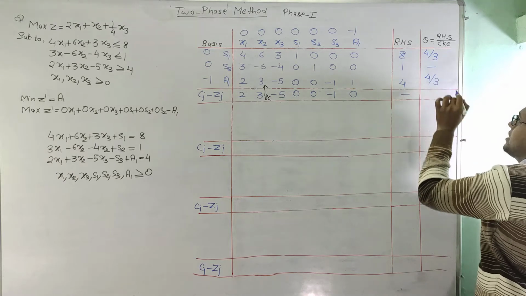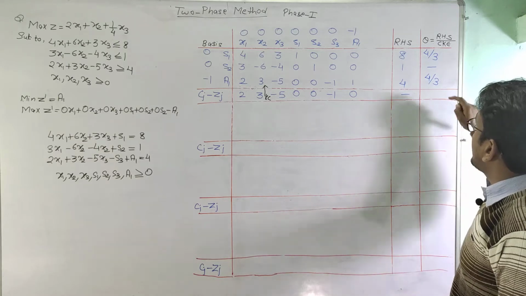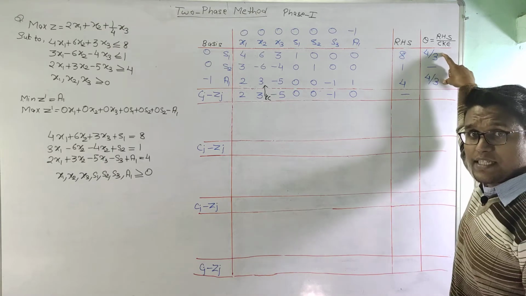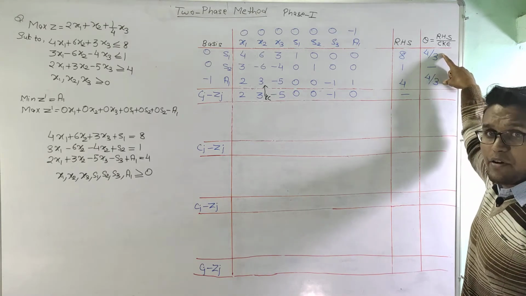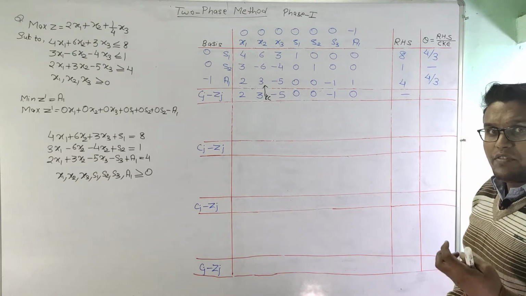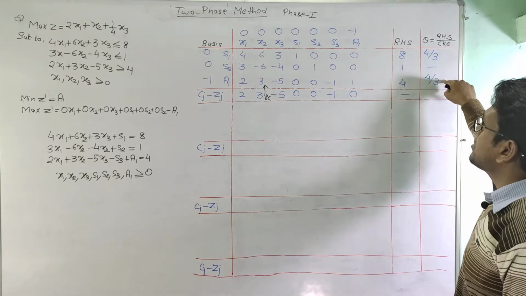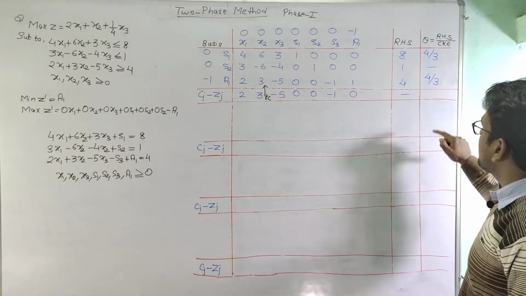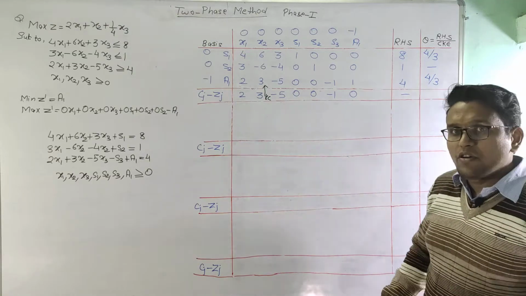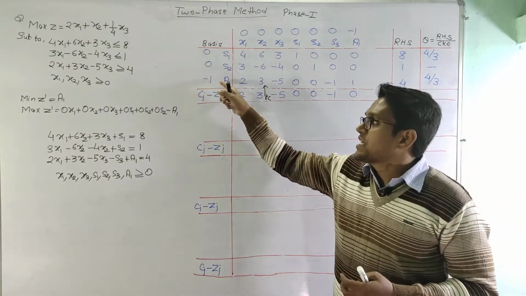4 divided by 3. So now, as we can see here, there is a tie for the leaving variable, and we know that whenever there is a tie for the leaving variable, it is a possible case of degeneracy. And one more thing we know is that we can arbitrarily select either of the two variables as the outgoing variable. So generally what we do is select the artificial variable as the outgoing variable, because our objective is to eliminate the artificial variable.